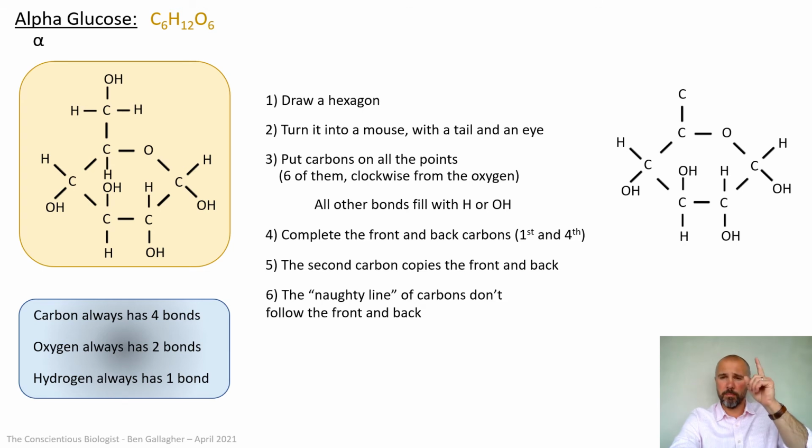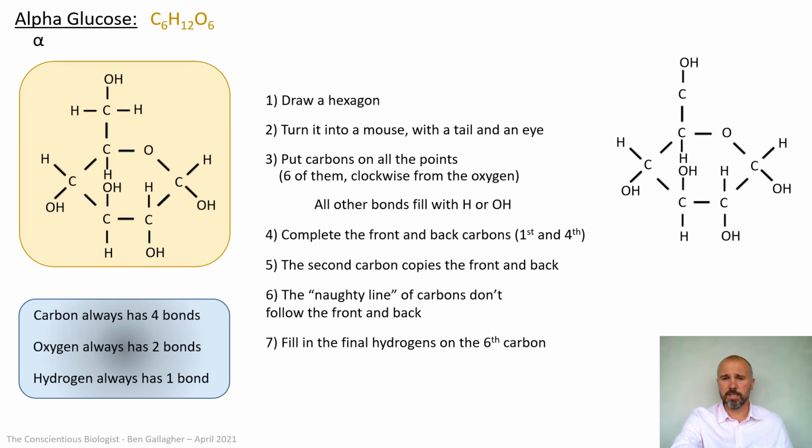The next carbon up above it, which is the 5th carbon, hydrogen goes down low. It can't have an OH above because there's a carbon there, but that carbon could have an OH above. So then as your last step, step 7, you just fill in the hydrogens on the 6th carbon. If you count it all up around, you'll see you've currently got 10 hydrogens, so you just need the last 2 to fill out the 4 bonds of that. So 7 steps: hexagon, turn it into a mouse, carbons on the point, front and back with your hydrogen up high. Second one does the same, and then that naughty line does the opposite with the H's and OH's. If you can get that right, you'll get a big tick, full molecule completed.